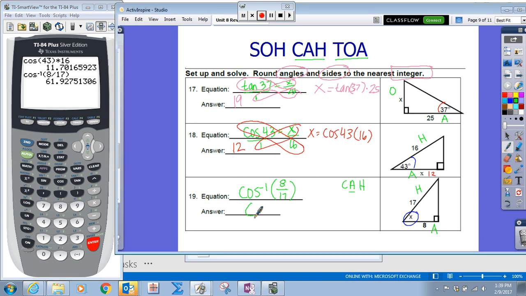And so that angle ended up to be 61.9, so I'm going to round that to 62 degrees. And that makes sense. If you got something like 150 or some negative number, then go back and check if you're not in degree mode, switch it to degree mode, or you just typed something in wrong.